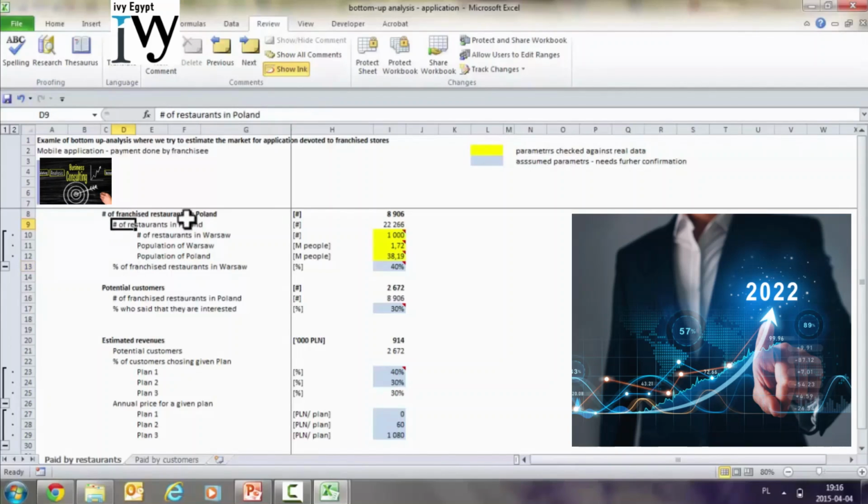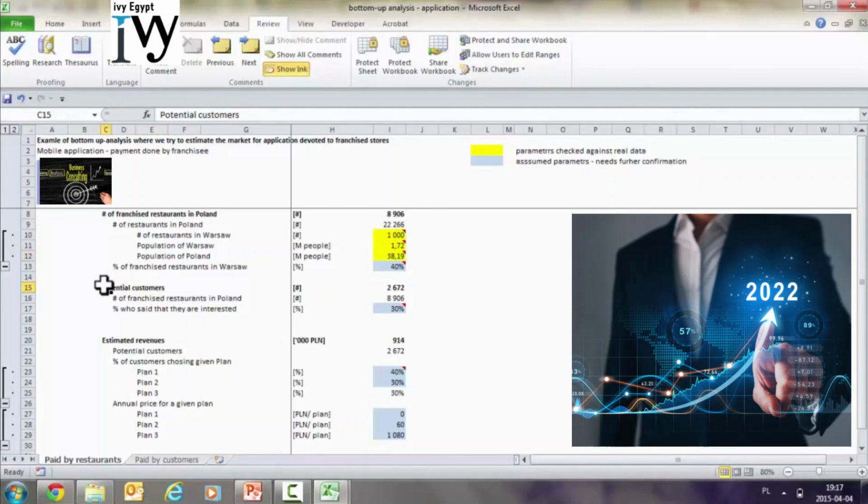And then for the restaurants in Poland, we use the number of restaurants in Warsaw and also the population of Warsaw in Poland. So this is everything down below. As we can see from the data, we had 1,000 restaurants on record in Warsaw. The population we used to scale it up and get the 22,000 restaurants in the whole of Poland. We also assume that in Warsaw we have 40% franchise restaurants. This has to be checked. Which gives you almost 9,000 potential customers, franchise restaurants.